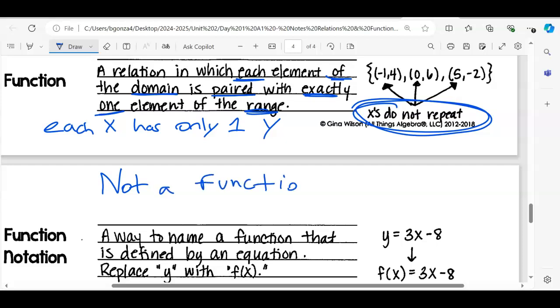Now, I can give you an example, not a function. You can write this somewhere. 1, 2, 1, 3. Okay? This is like saying 1 is saying 2 is my significant other, but also 1 is saying 3 is my significant other. Well, that's not going to function. No function. That x repeats, has 2 different y's. It does not work. It does not function. Okay? So again, I see a repeating x. That x has more than one y. Doesn't work. Not a function.